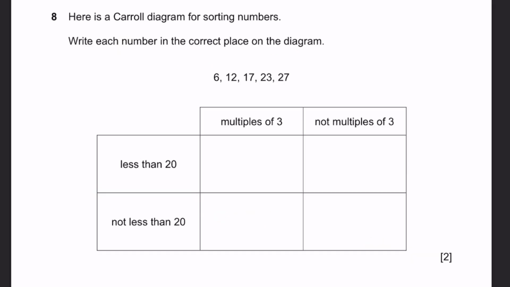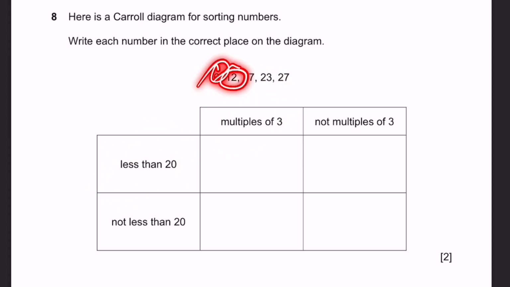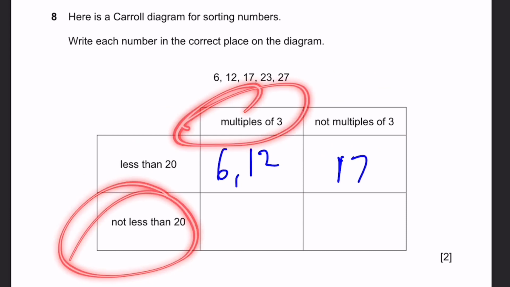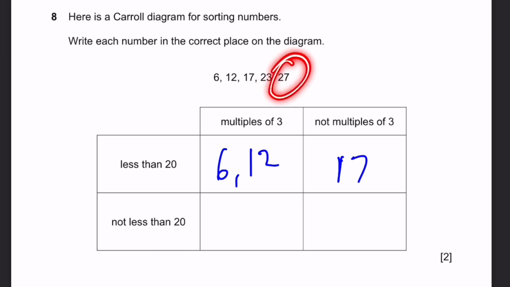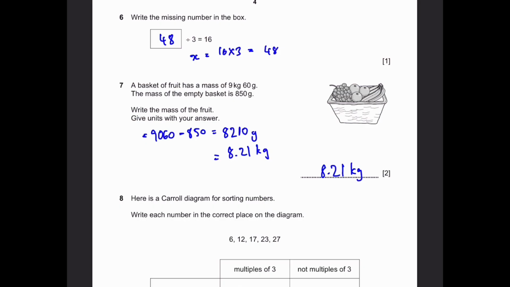Question 8. Here's a Carroll diagram for sorting numbers. Write each number in the correct place on the diagram. 6, 12, 17, 23, and 27. These 5 numbers. Less than 20, multiple of 3. 12 and 6 are less than 20 and they're multiples of 3. So you can write both of them. Less than 20 and not multiple of 3 is the only other one left, 17. Now, not less than 20 and multiple of 3, out of these two remaining numbers, which one? 27. Now, not multiple of 3 and not less than 20, 23. That's the answer.